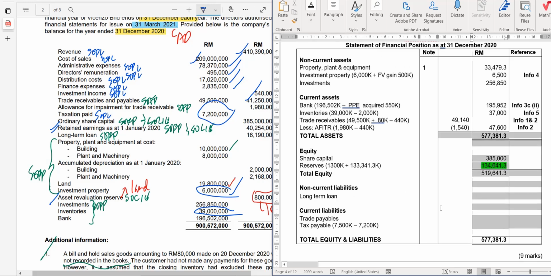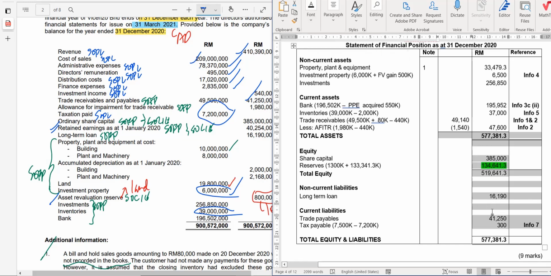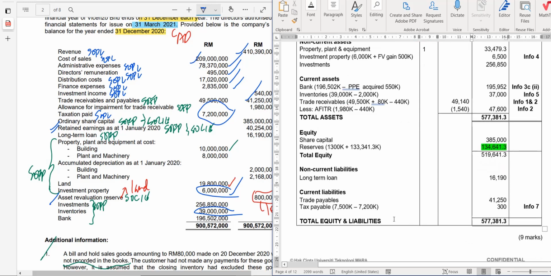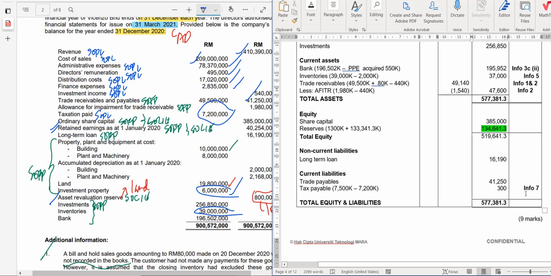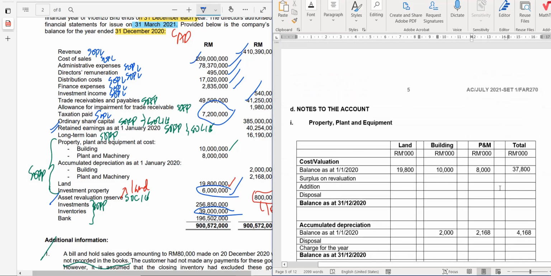So for the loan, I'm showing everything now for you. The figure in that does not change. Same goes for the trade payables, no change, but the tax payable, you can see there was 300 based on our adjusting entries. Next is the PPE.